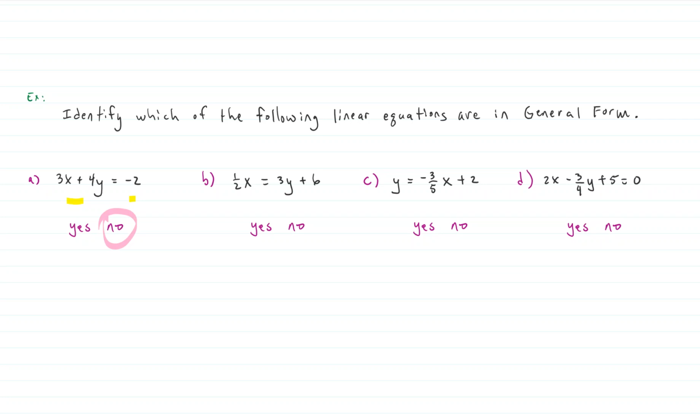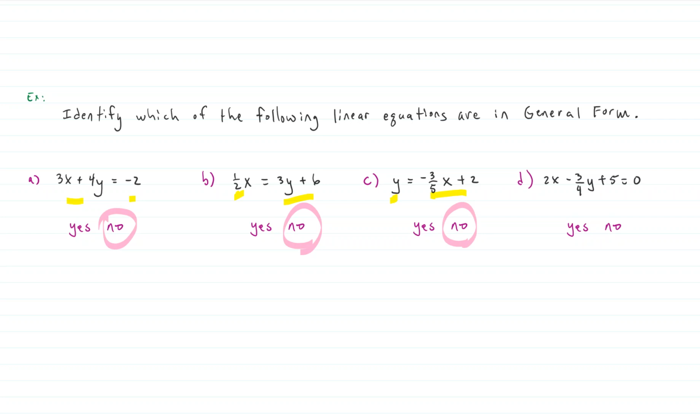Let's look at B. B is 1/2 x equals 3y plus 6. Well, we have the 3y and the 6 on one side, but we are missing the x. The x is on the left side of the equation. So again, this is a no because not everything is on one side with 0 on the other. Let's try this again. How about C? For C, we have y equals -3/5 x plus 2. This is actually the slope-intercept form. We have the x and the constant on one side, but the y is on the other. So again, this one is also no.